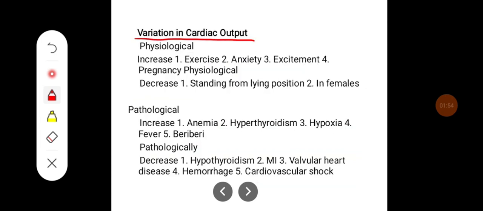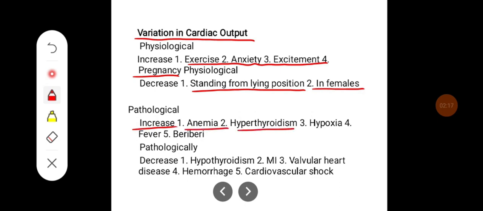There can be variation in the cardiac output. Physiologically, an increase in the cardiac output can be seen in exercise, anxiety, excitement, and pregnancy, and a decrease in cardiac output is seen in standing from a lying down position and in females. Some of the pathological causes for an increase in cardiac output are anemia, hyperthyroidism, hypoxia, fever, and beriberi. And a decrease in the cardiac output is seen in hypothyroidism, myocardial infarction, valvular heart disease, hemorrhage, and cardiovascular shock.